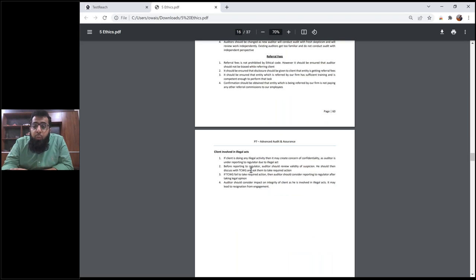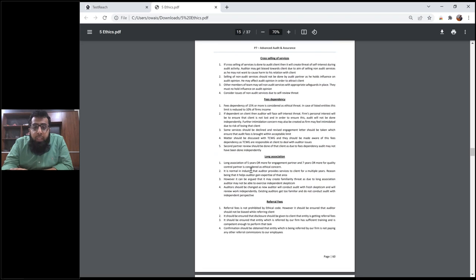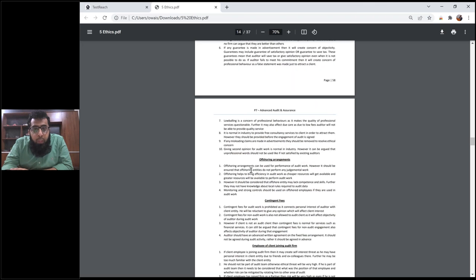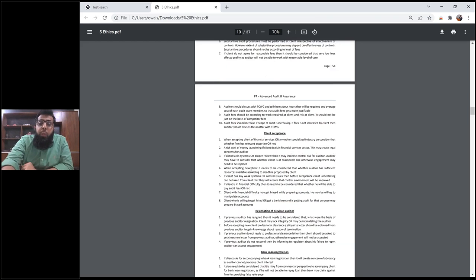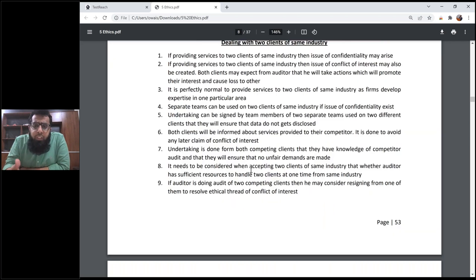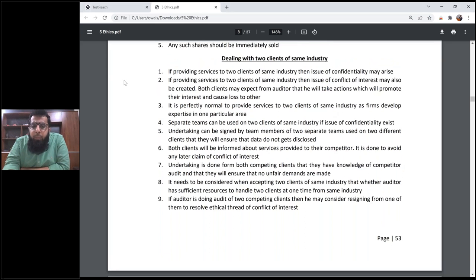But you can find a similar issue. When you look at it here, we are dealing with two clients of a similar industry, because we will be providing valuation service to Martin Gruber, and that report will go to Willis company. So you can use the points of conflict of interest. You can get similar points from here, dealing with two clients of the same industry. That can be somewhat helpful.